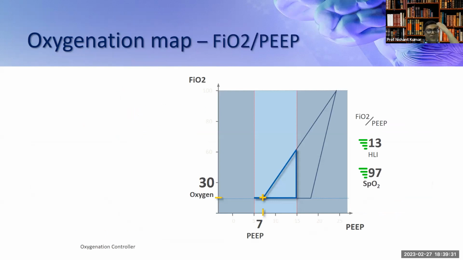So if you see here, we have set the oxygen at 30%, SpO2 is 97, the index is 13, that is FiO2 by PEEP, and here we get it as 7. So this is the optimal, and this is where the patient lies, and that is how it controls the oxygenation.